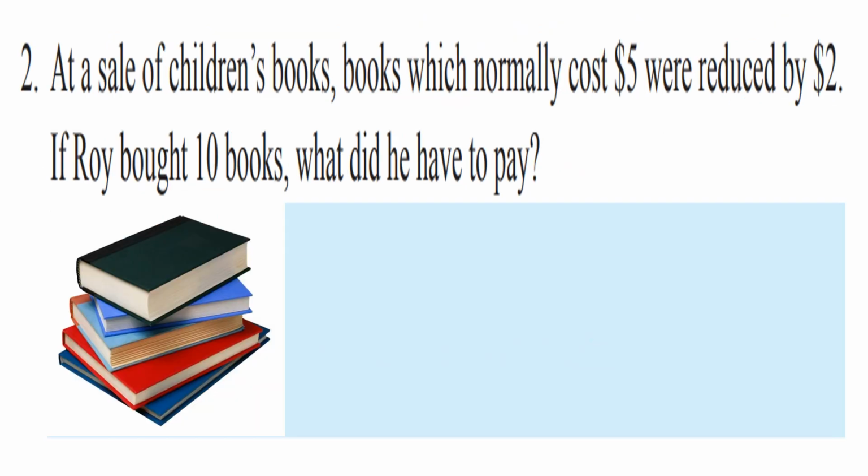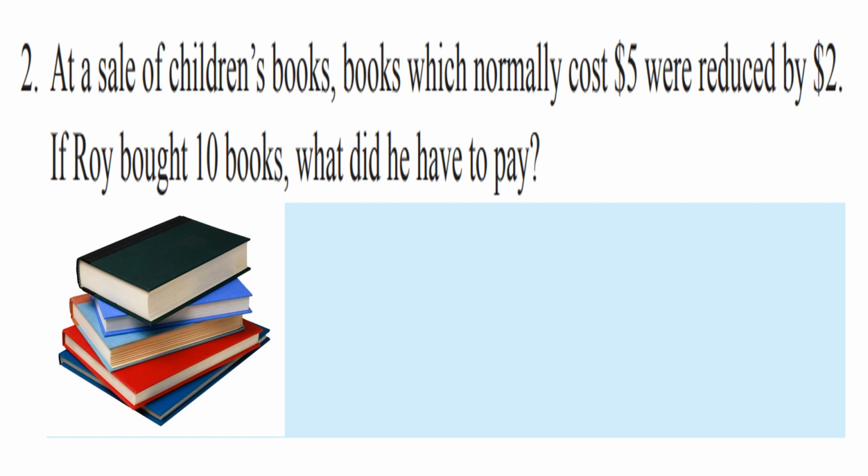Okay, next number is number 2. At a sale of children's books, books which normally cost $5 were reduced by $2. If Roy bought 10 books, what did he have to pay?